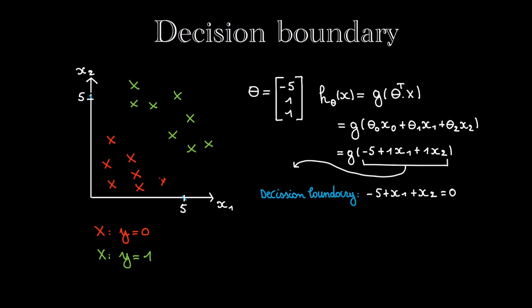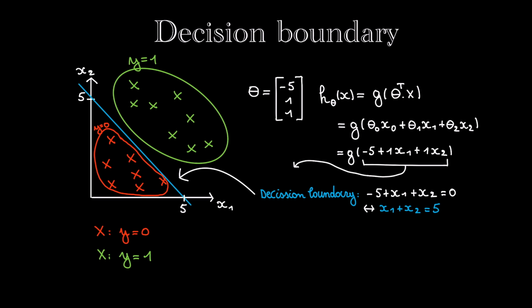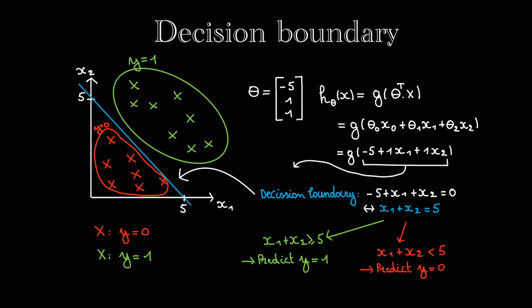If we do this for our hypothesis, we get the function x1 plus x2 is equal to 5. And this function is what we call our decision boundary. If we were to plot it, we would get a straight line, clearly separating the positive from the negative class. Now we predict y is equal to 1 for all the points that are equal to or greater than this decision boundary, and we predict y equal to 0 for all points that are beneath this line.